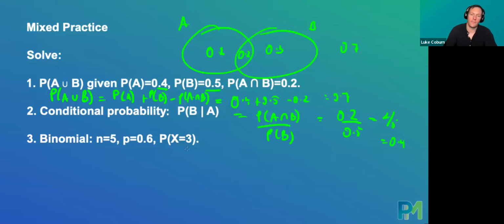Okay, great. And the last one is a binomial. N is 5, K is 3, P is 0.6, Q is 0.4. And the formula is N choose K, P to the K, Q to the N minus K. Just sub it in.